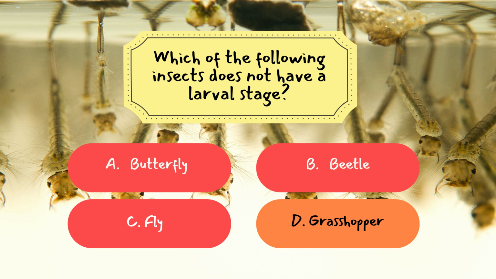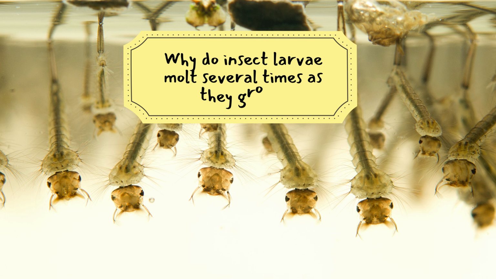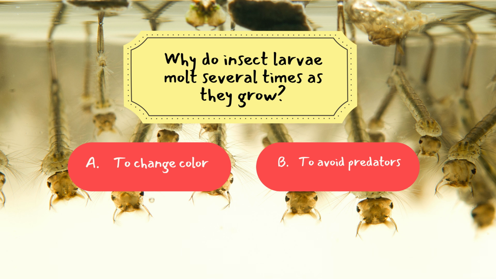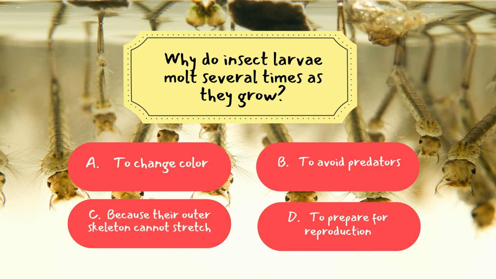Last question. Why do insect larvae molt several times as they grow? A. To change color. B. To avoid predators. C. Because their outer skeleton cannot stretch. D. To prepare for reproduction.